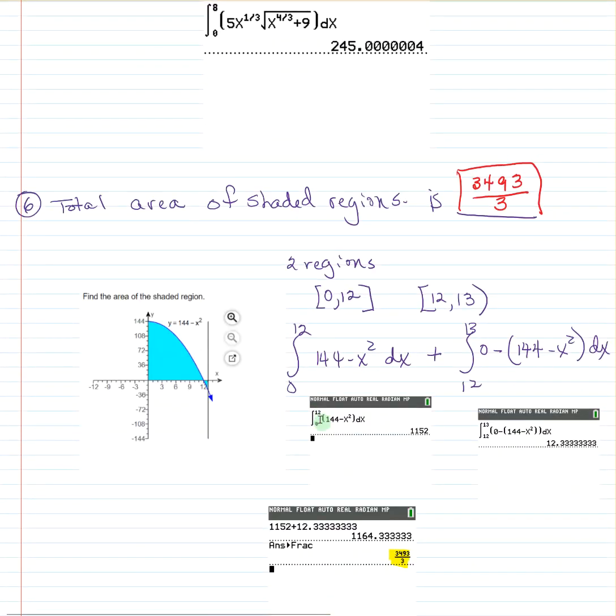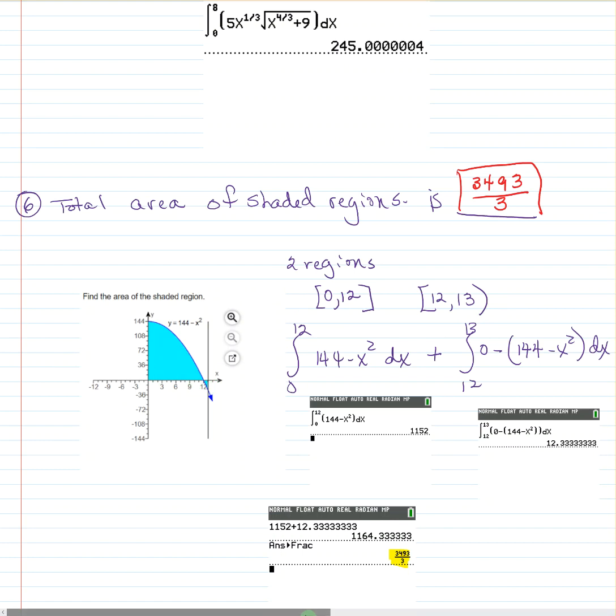All right, number 6. So this one just says the total area of the shaded region is. And we learn that total area has to do with integration. And so if we look here, we've actually got 2 regions. We've got here to here, and then this little region here. So we've got from 0 to 12 and from 12 to 13.